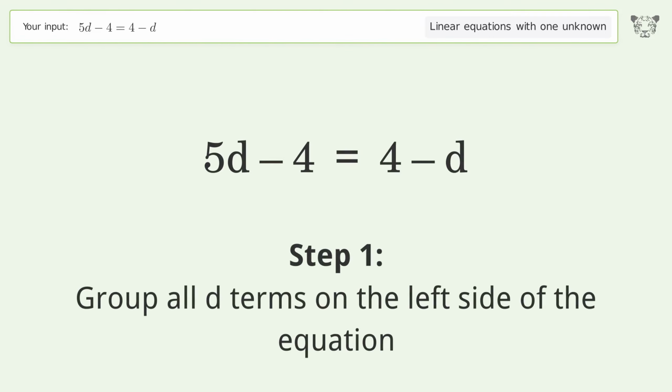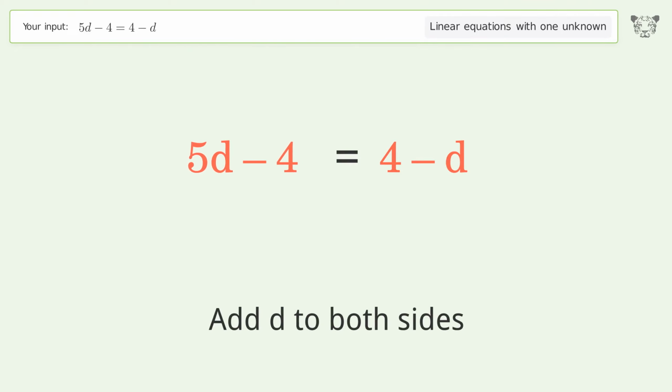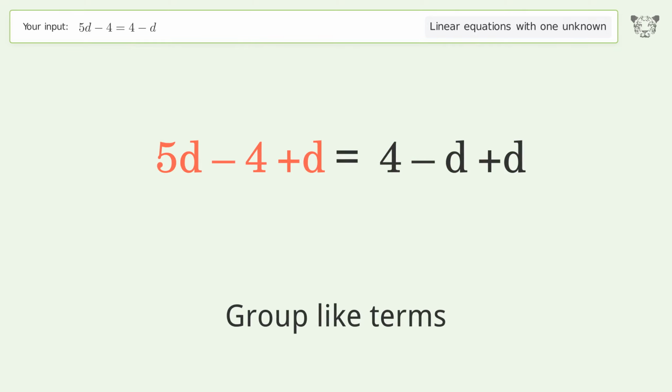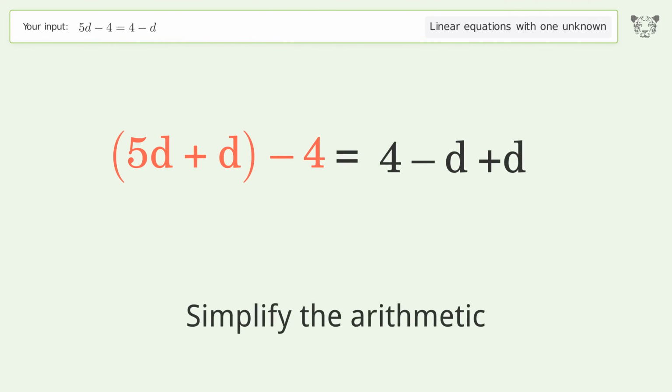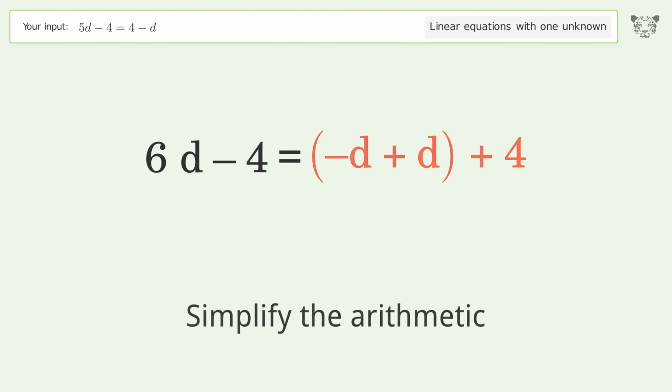Group all d terms on the left side of the equation. Add d to both sides. Group like terms. Simplify the arithmetic. Group like terms. Simplify the arithmetic.